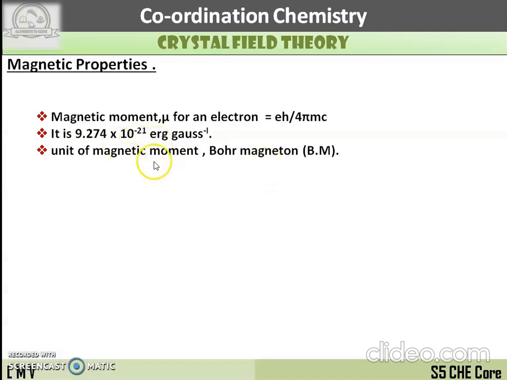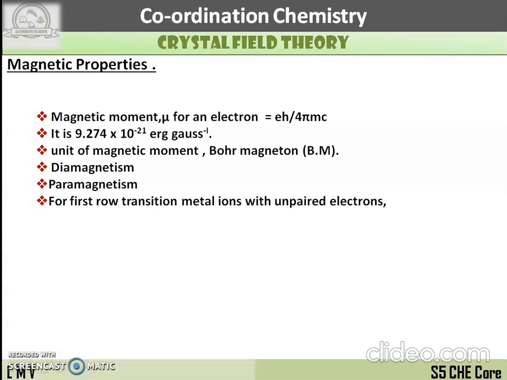Bohr magneton is the unit of magnetic moment and its value is 9.274 into 10 raised to minus 21 ergs per Gauss, which is the magnetic moment associated with an electron moving in a circular loop. So coming to coordination complexes, they can be classified into two, either diamagnetic complexes or paramagnetic complexes. That is what we learned in VBT as well. So what were diamagnetic complexes and paramagnetic complexes?